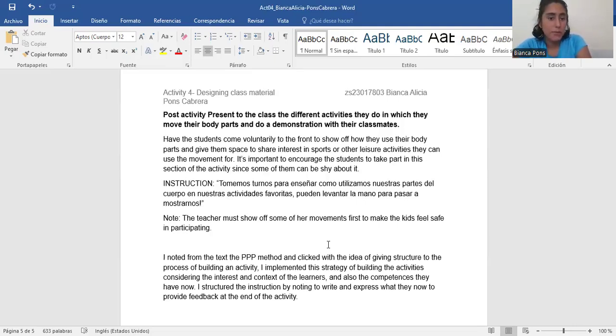Maybe some of them will be more comfortable showcasing from their own desk, or maybe there's one who is really excited and moved by the idea of showing how they play football or dance or whatever. And it's really important to have them feel comfortable doing it, because we want that enthusiasm.